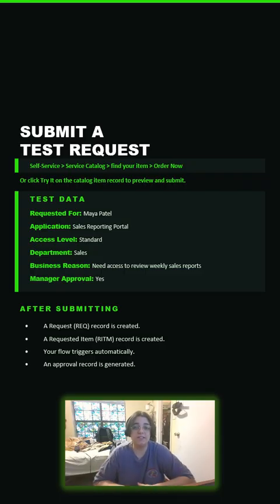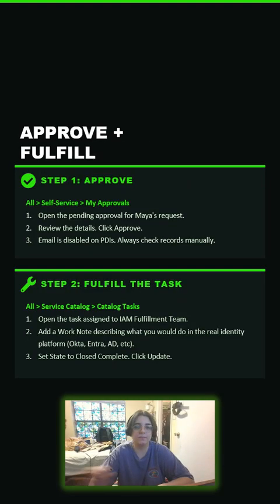So now that the request exists, the next step is approving it and completing the assigned work. Now, when a request is submitted, most of the time, not always, it has to be approved in some way, shape, or form. And once it's approved, basically what ServiceNow does is create the task for the IAM fulfillment team. Since this lab is not actually connected to a real identity platform, we can simulate the technical work with a work note.